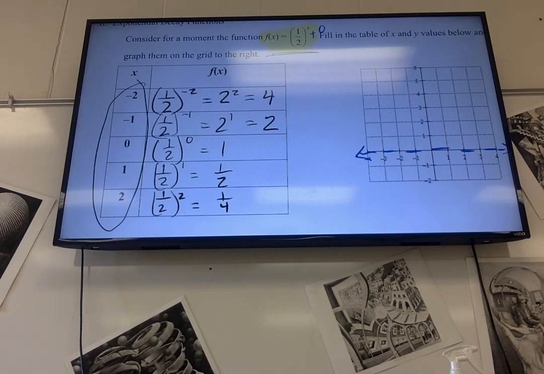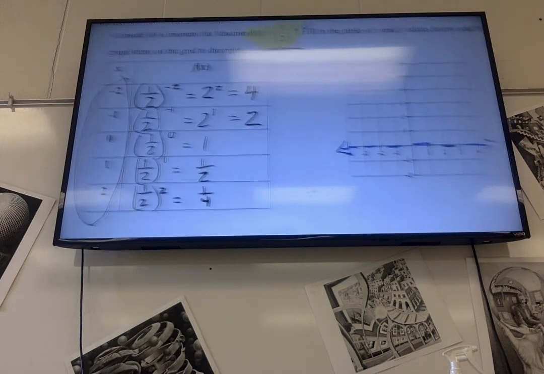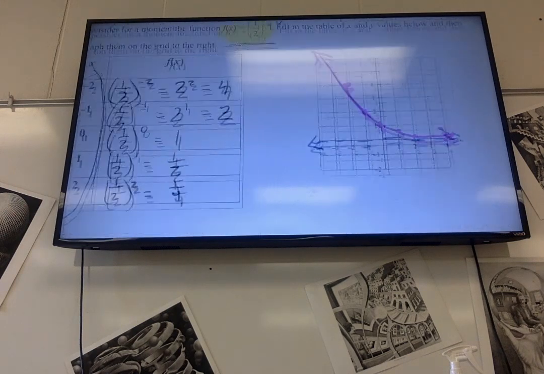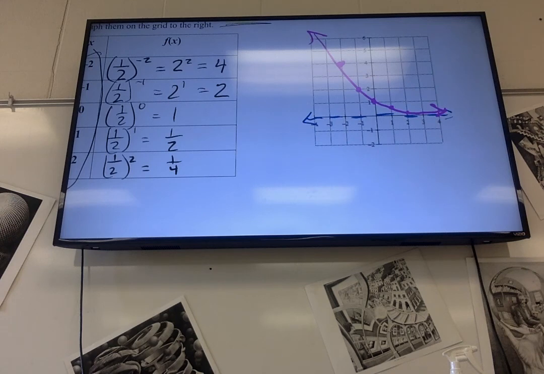So now we can just graph these. So -2, 4, -1, 2, 0, 1, 1, 1/2, 2, 1/4. So we can tell if this one's growth or decay. Yeah, and it tells us up there it was decay, but it's going down from left to right.